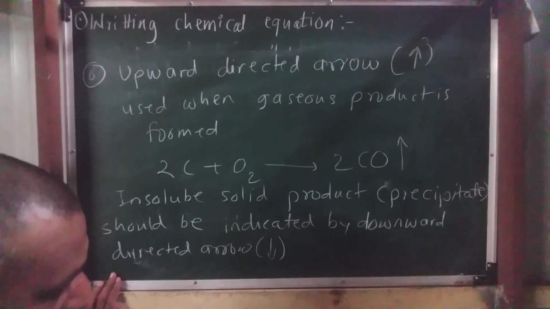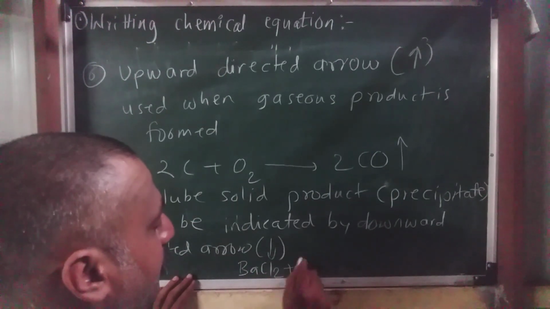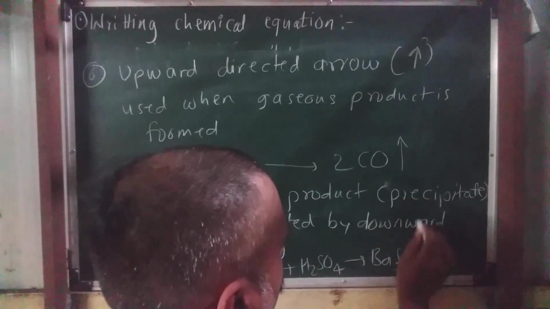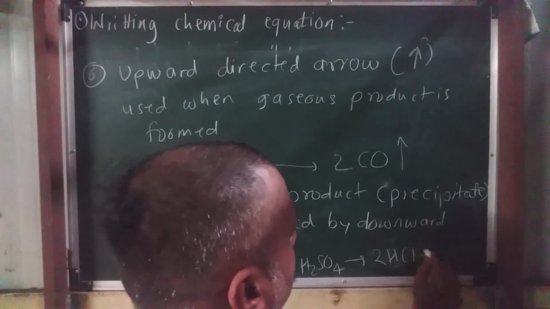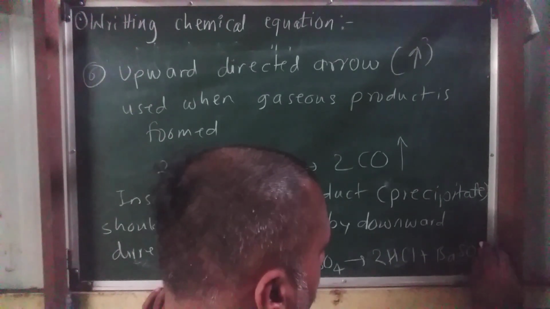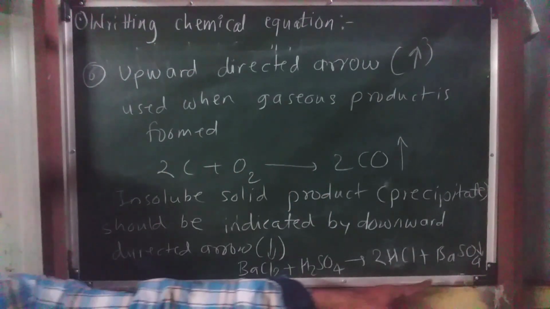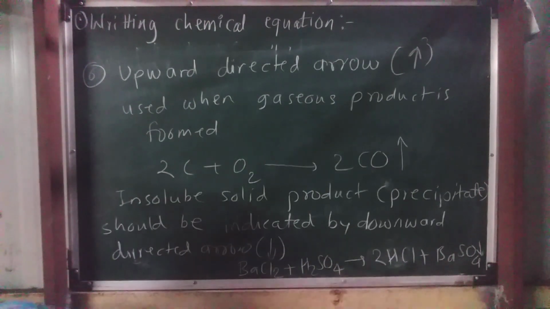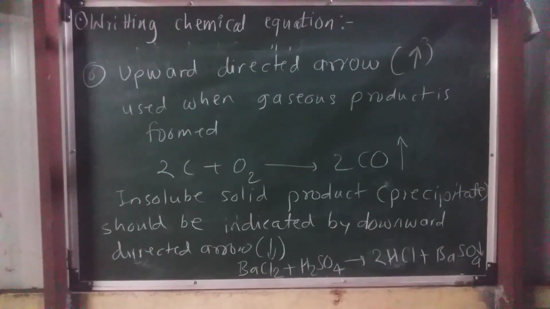I'll write the equation here. Barium chloride, BaCl2 + H2SO4, will form BaSO4 and 2HCl, that is 2HCl + BaSO4. So for BaSO4, I am showing the downward directed arrow. This is the precipitate, an insoluble solid product that is formed, so that is to be indicated by the downward directed arrow.